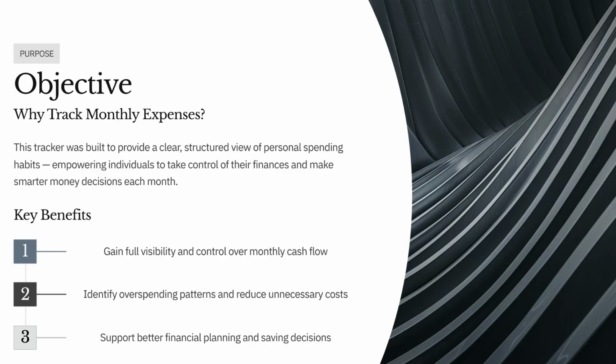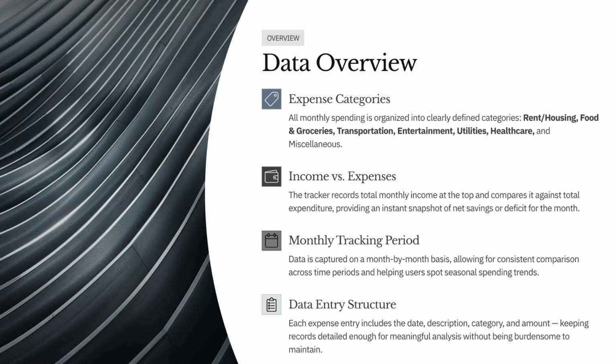In data analysis, the objective defines the methodology. This tracker was engineered to provide a clear, structured view of spending habits, moving away from the chaos of unmonitored cash flow toward a system of empowerment. By establishing this visibility, an individual can identify invisible overspending patterns and reduce unnecessary costs. The ultimate goal here is to support better financial planning and ensure that saving decisions are based on empirical evidence rather than intuition. Now let's look at the data architecture.